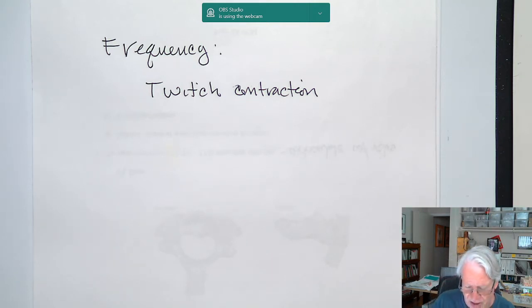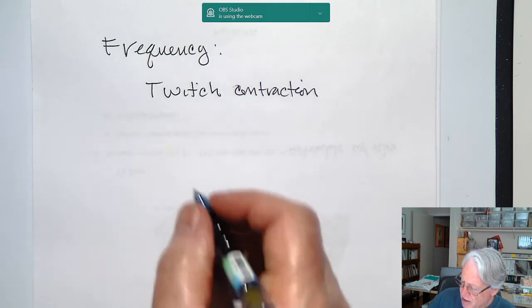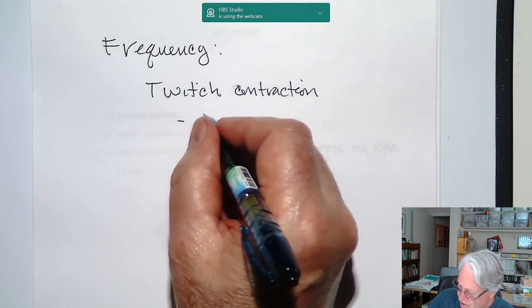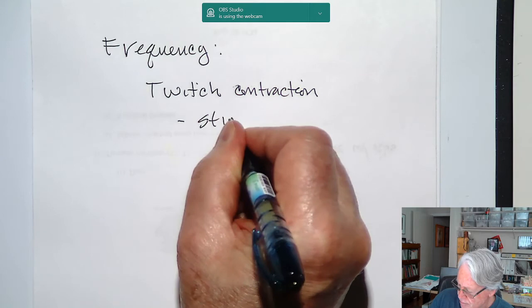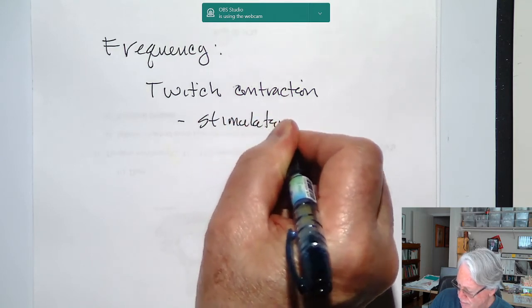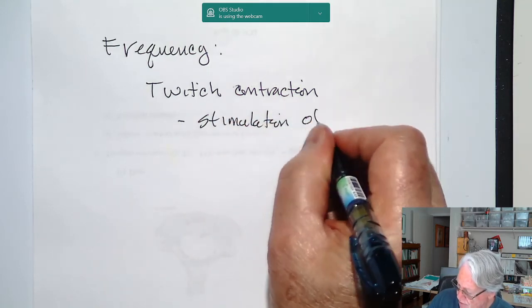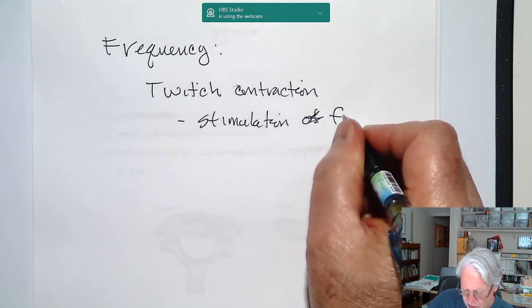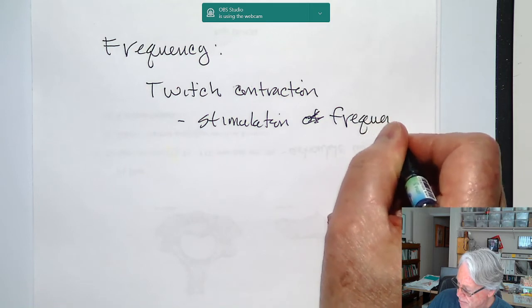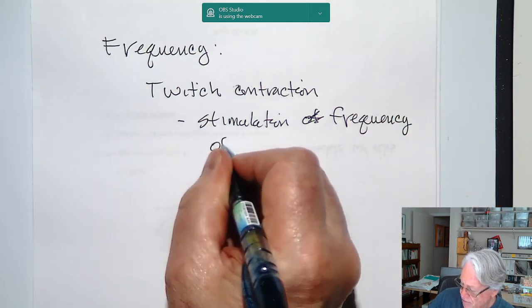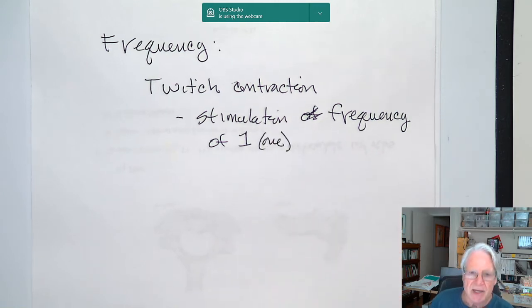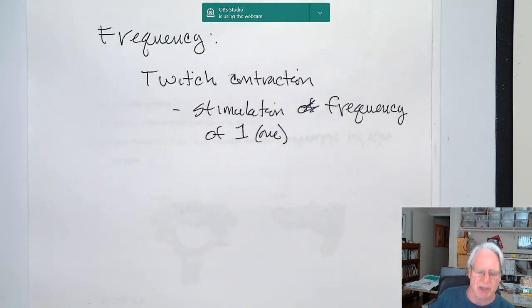So what is a twitch contraction? And this is going to be defined by a stimulation frequency, I should put down, of 1. A single stimulation of a muscle cell.